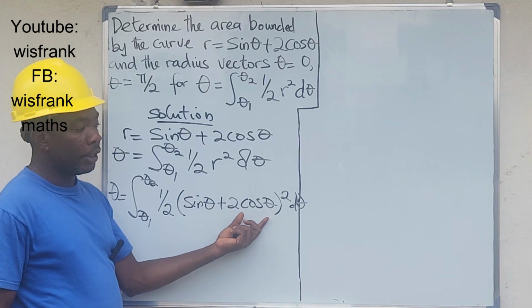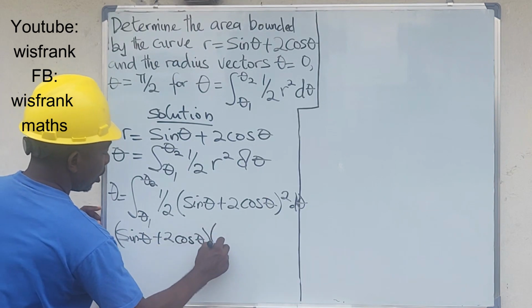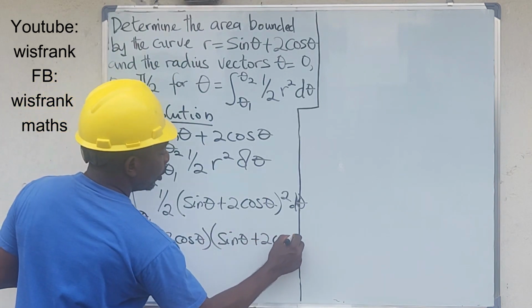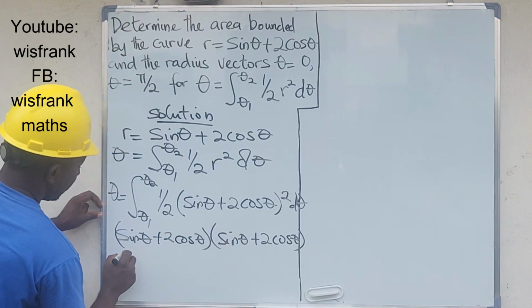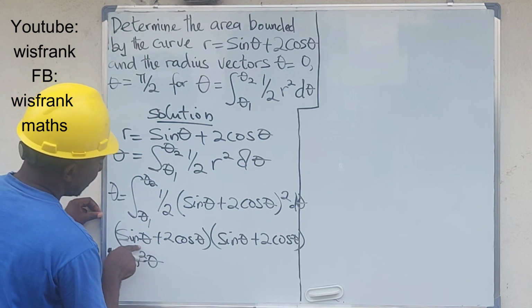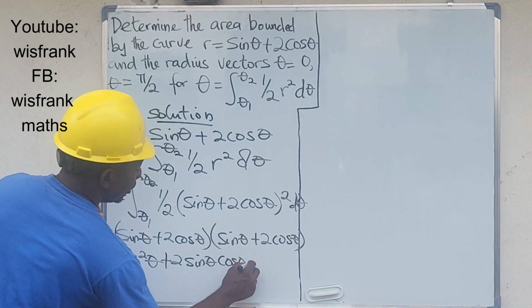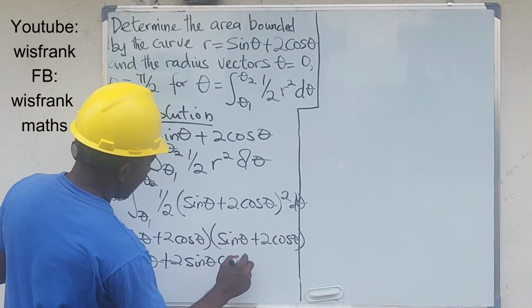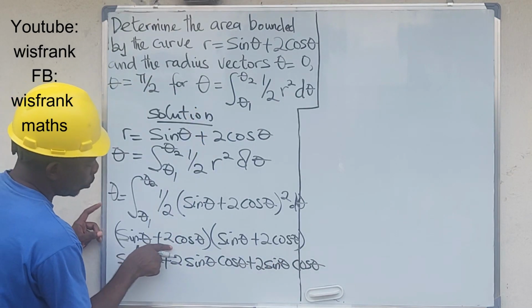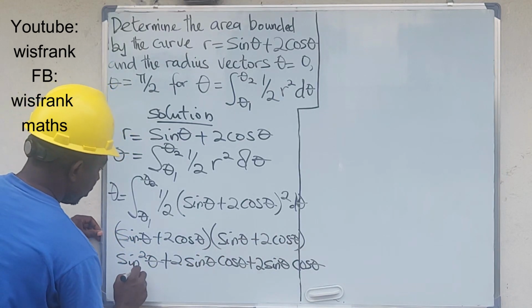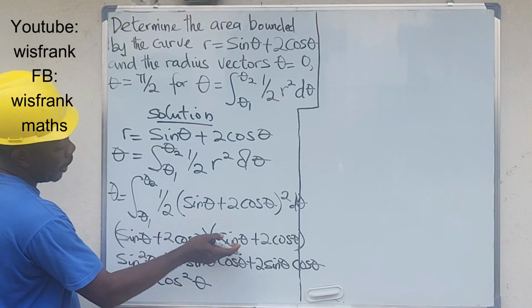So we need to evaluate this. Evaluating this will become sine theta plus 2 cos theta times sine theta plus 2 cos theta, so we need to expand this. Expanding this will give us sine theta times sine theta, which is sine squared theta. Then sine theta times 2 cos theta gives plus 2 sine theta cos theta. Then 2 cos theta times sine theta gives plus 2 sine theta cos theta. Then 2 cos theta times 2 cos theta gives plus 4 cos squared theta. So this is what we have for the expansion.